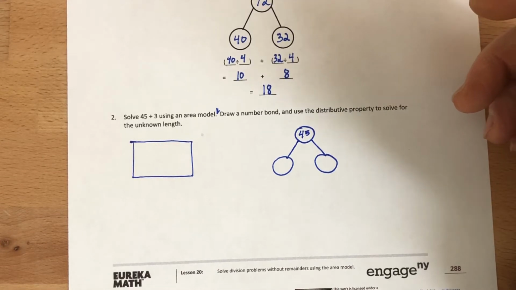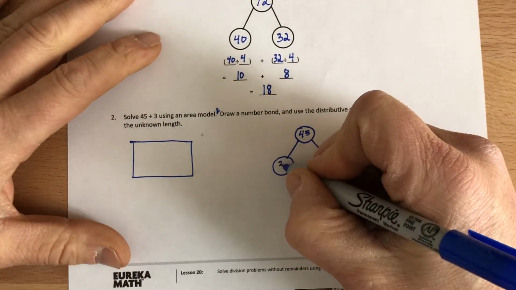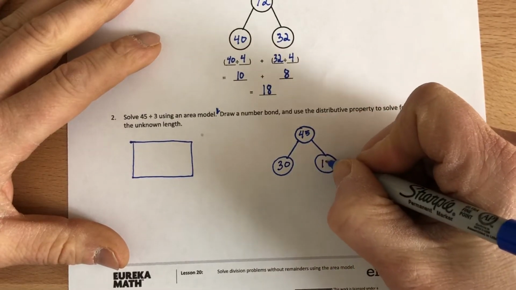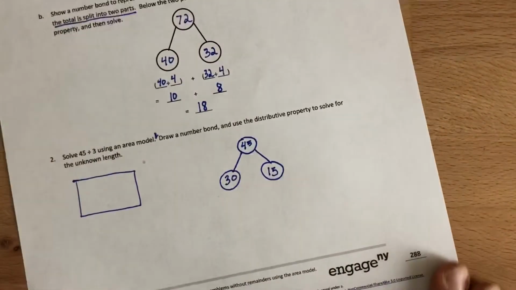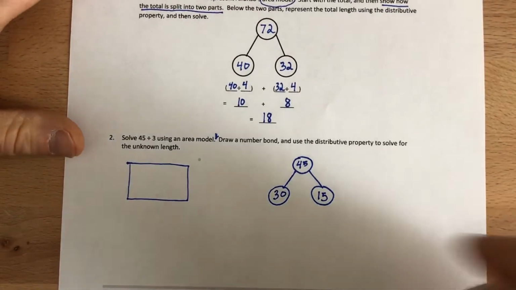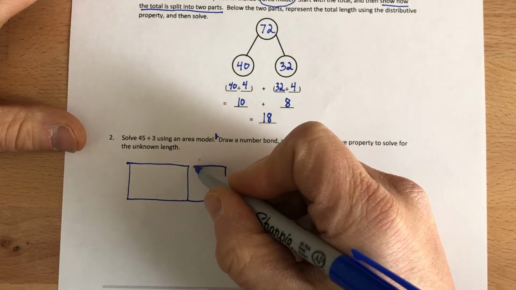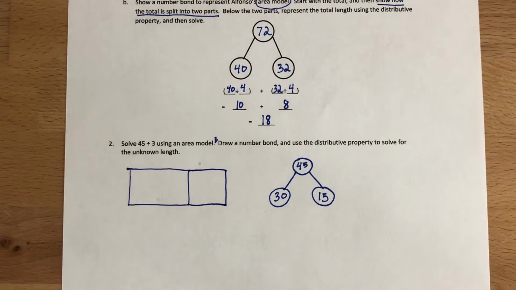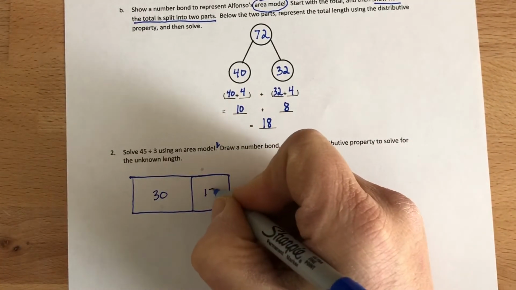And what I'm thinking about here is, I know 3 times 10 is 30. I know 3 times 5 is 15. And 30 plus 15 is 45. So I'm going to split this into a 30 and a 15. Okay, and that's going to help me decide how I'm going to finish my rectangle, my area model. So in here is 30, in here is 15.